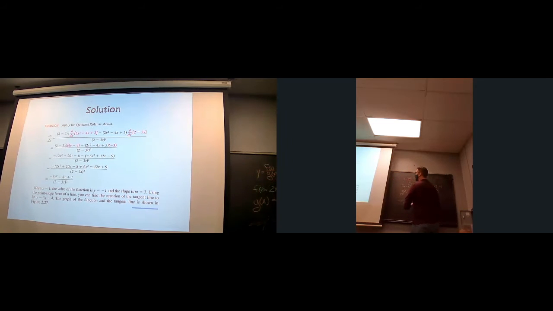Negative 6x squared plus 8x plus 1, all divided by 2 minus 3x, that quantity squared.